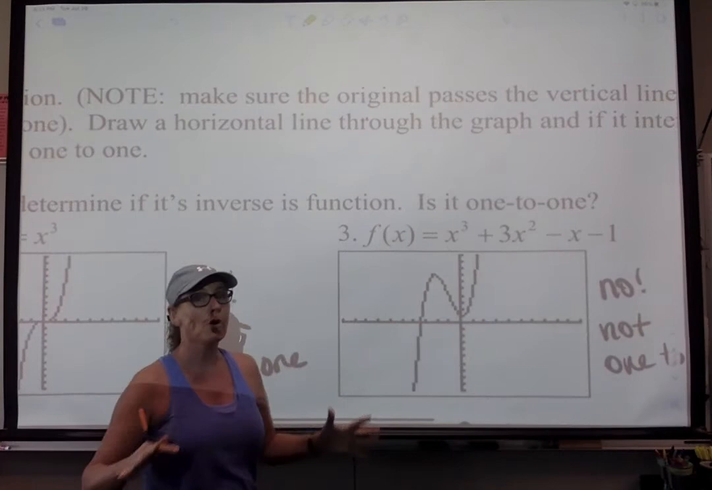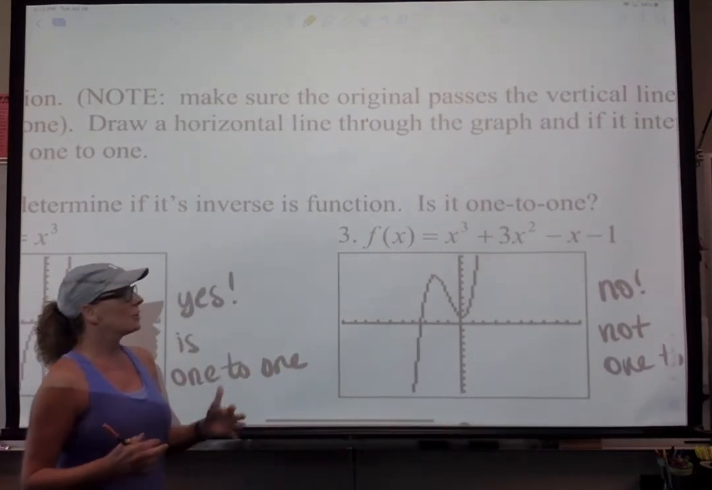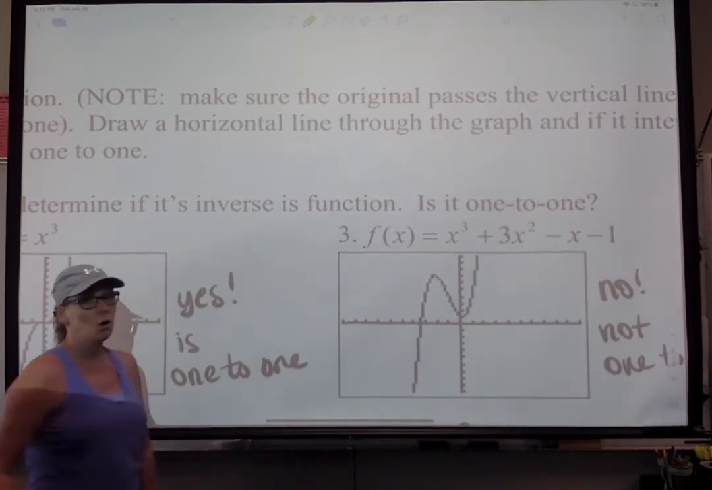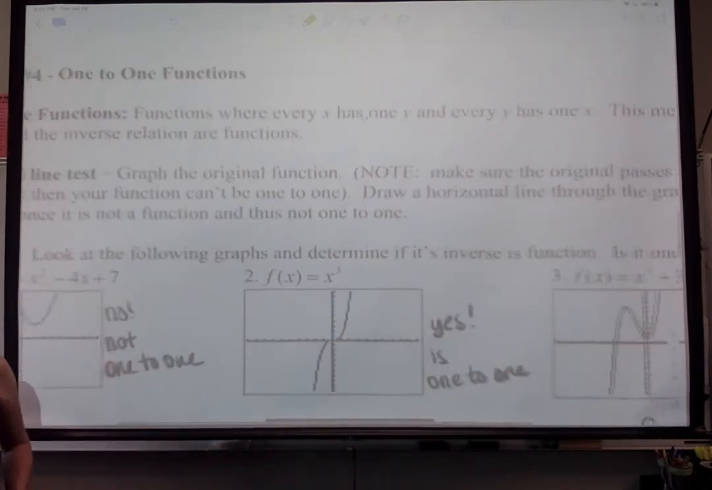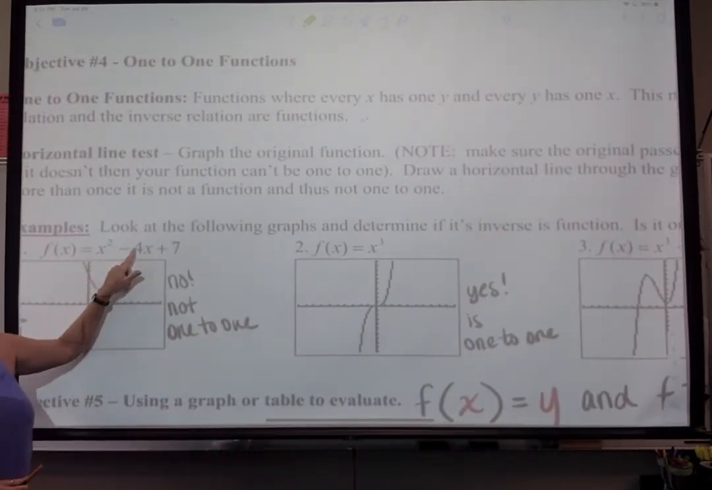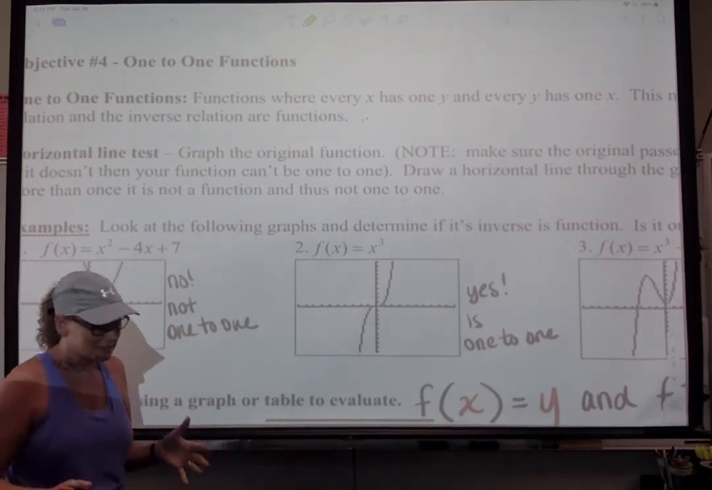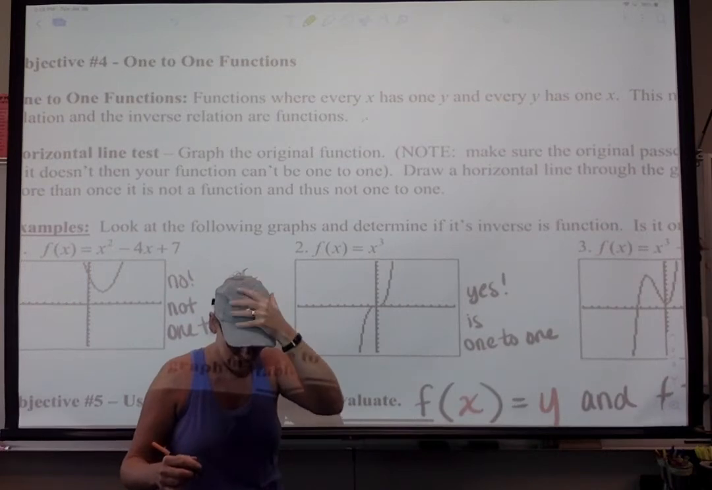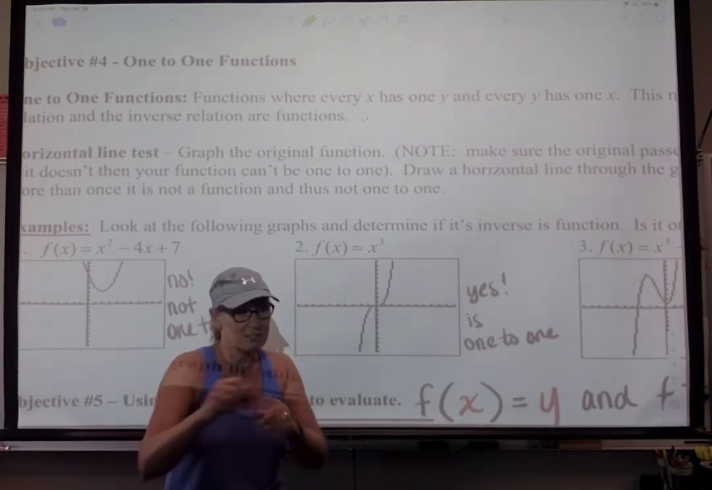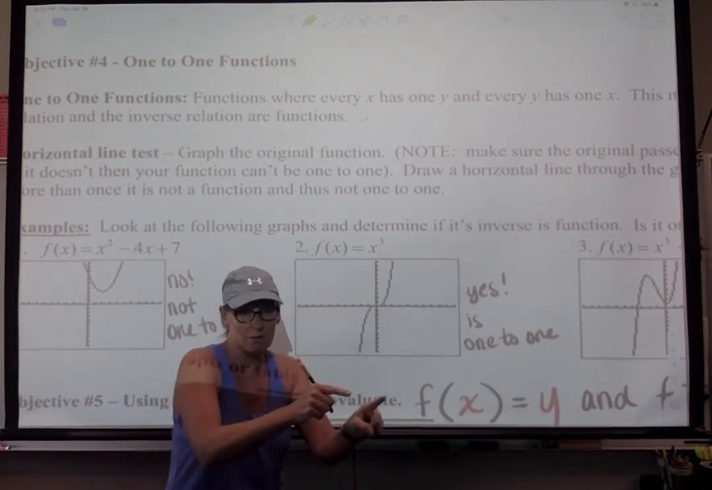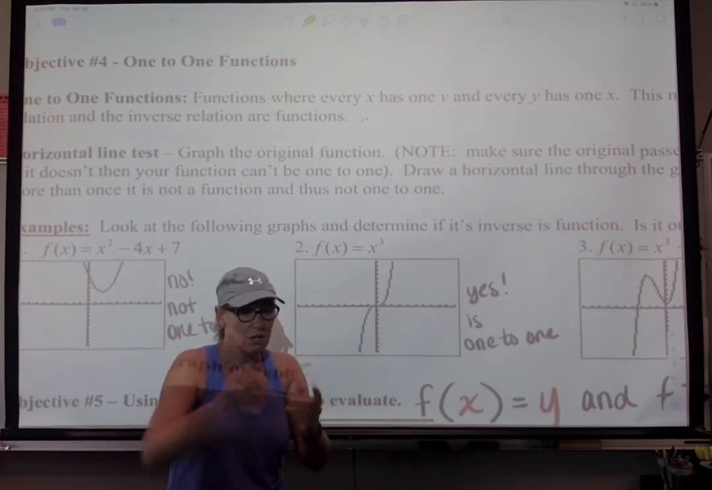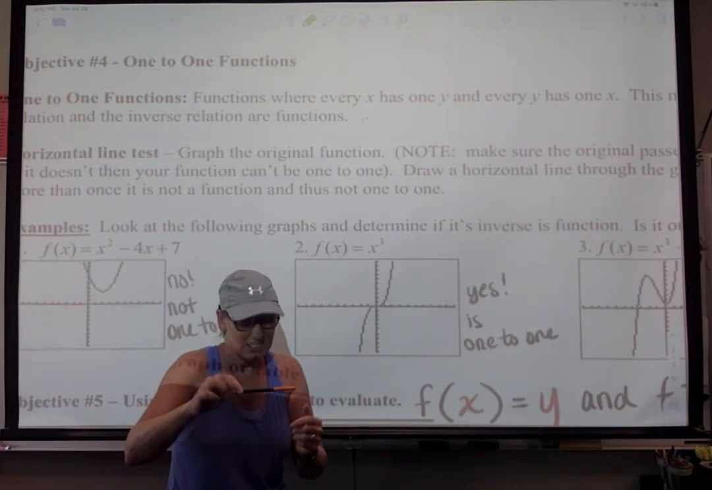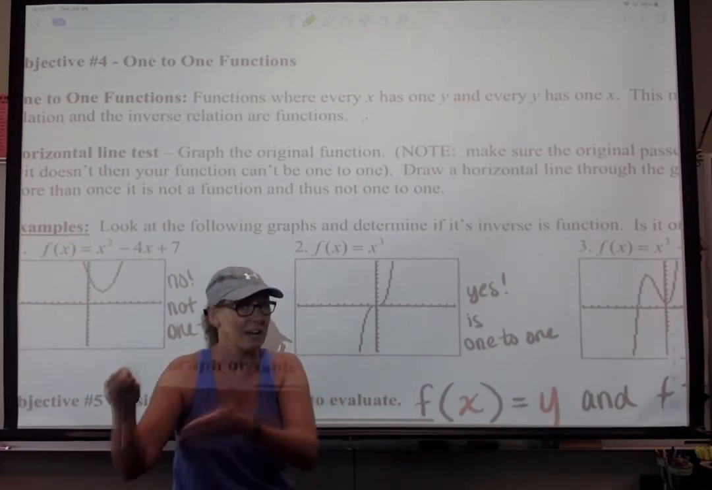Now, new vocabulary. Another way to say, is its inverse a function? We can say, is this one-to-one? And here's what it's asking. Like the vertical line test, and make sure I get this right, the vertical line test says each x can only go with one y. The horizontal line test says each y can only go with one x.